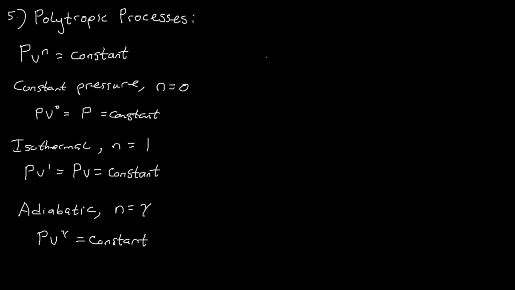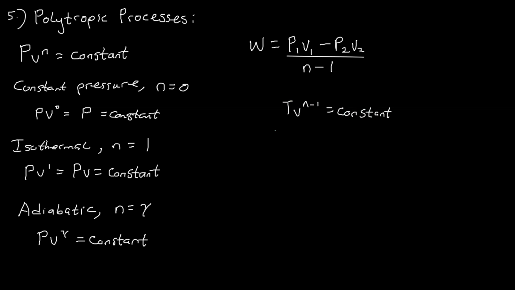So for an ideal gas, the work done in a polytropic process is equal to P1V1 minus P2V2 divided by n minus 1. The TV relationship is TV to the power of n minus 1 is constant, and the PT relationship is T divided by P to the power of n minus 1 all over n is constant.